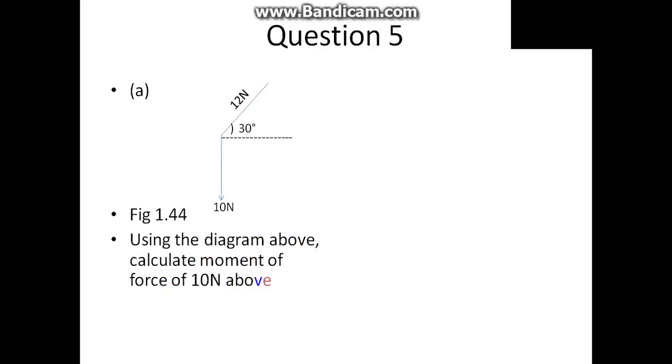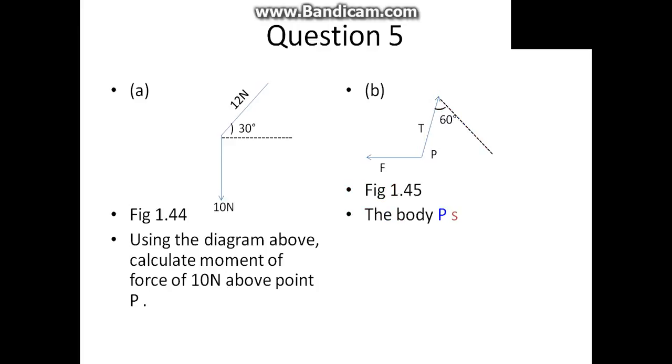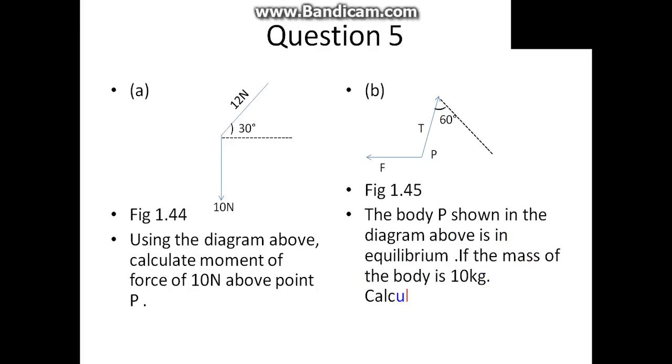Question 5. A. Using figure 1.44, using the diagram above, calculate the moment of the force of 10 Newton about point P. B. In figure 1.45, the body P shown in the diagram above is in equilibrium. If the mass of the body is 10 kg, calculate the tension T in the string, taking the acceleration due to gravity equal to 10 meters per second squared.